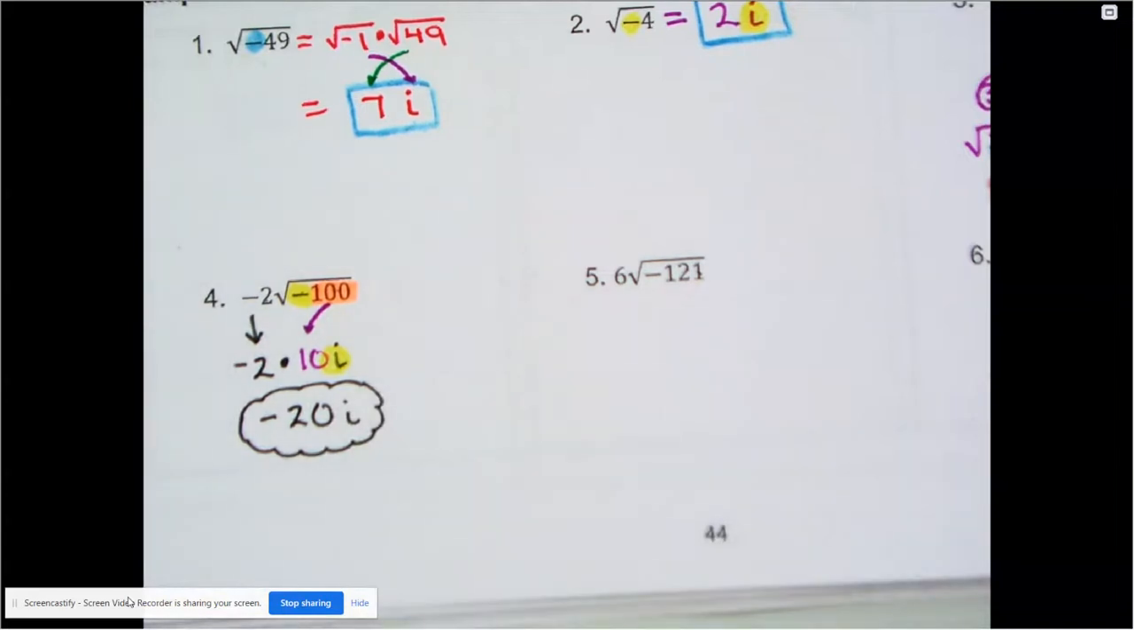Outside numbers get multiplied just like anything else. Think of it as if it just said x. Negative 2 times 10x would have been negative 20x.